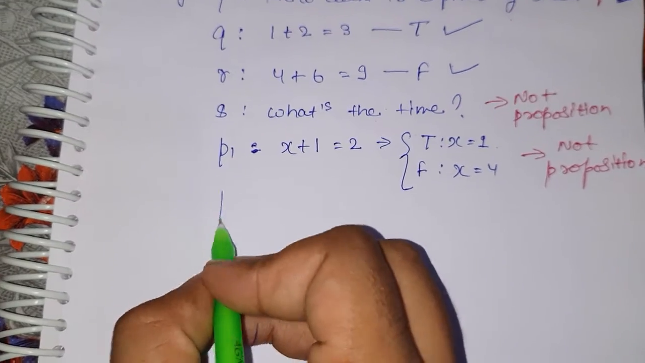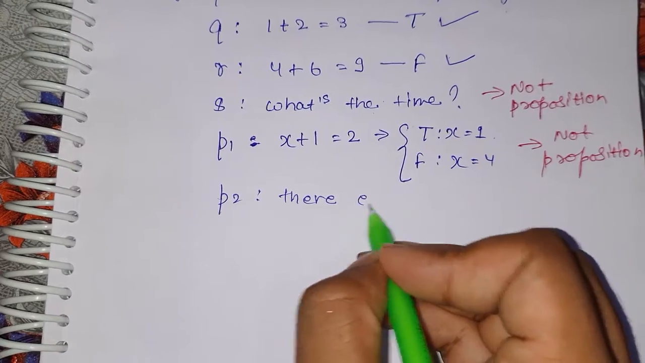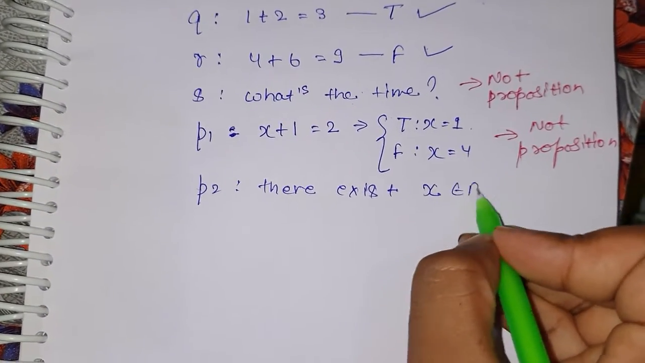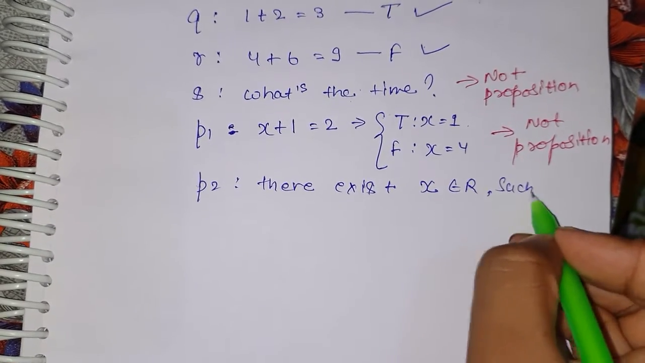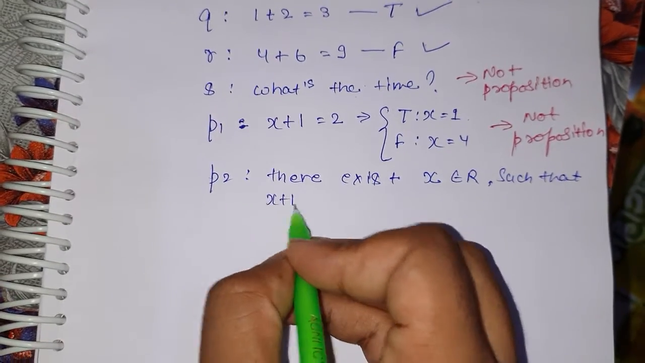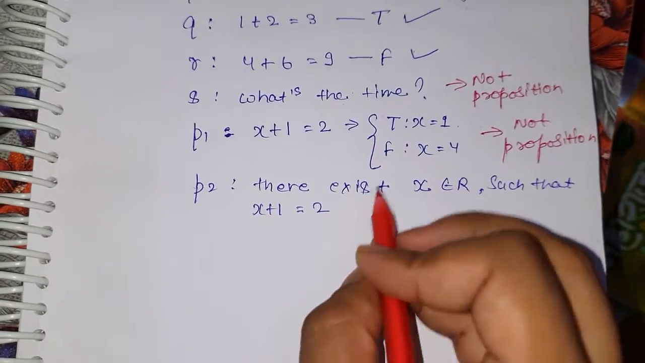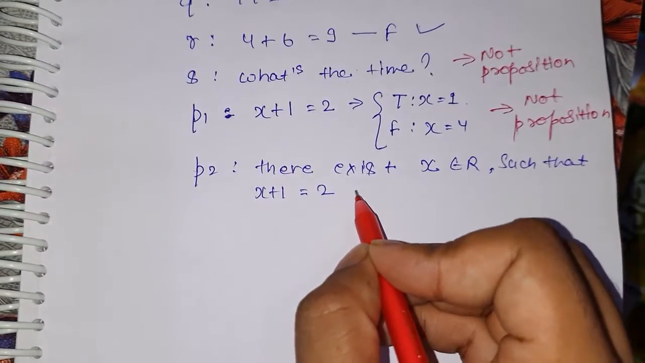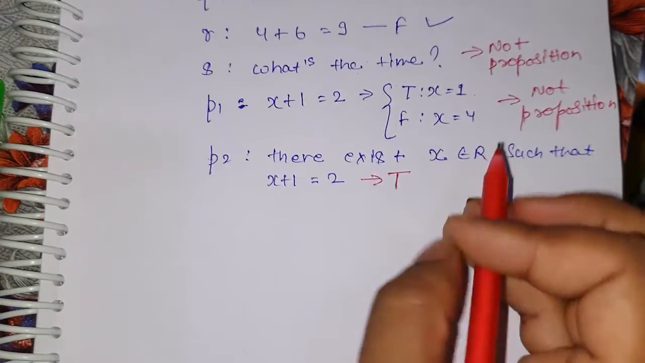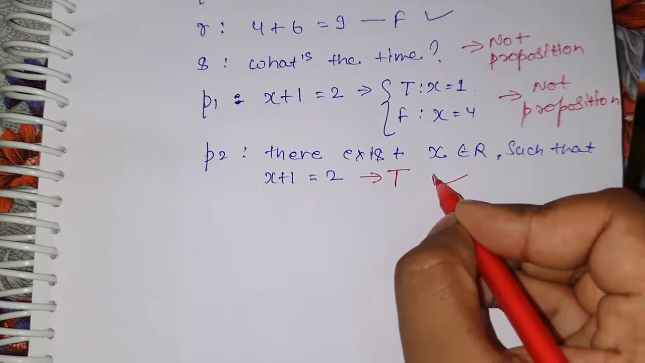The next example is P2: there exists x which belongs to R such that x plus 1 is equal to 2. The answer of this is true, which is absolute, meaning the answer is absolutely true. That's why we can say this is a proposition.